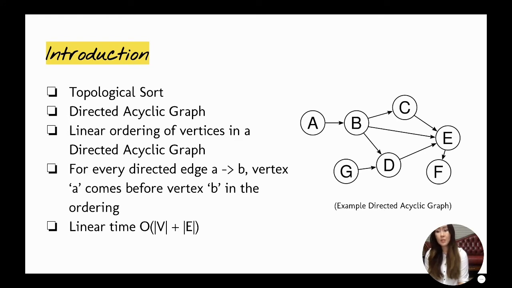Before I go into the topological sort, we should understand what a directed acyclic graph is, because without the directed acyclic graph, there's no topological sort. So what is an acyclic graph? And what does it mean by a directed acyclic graph?